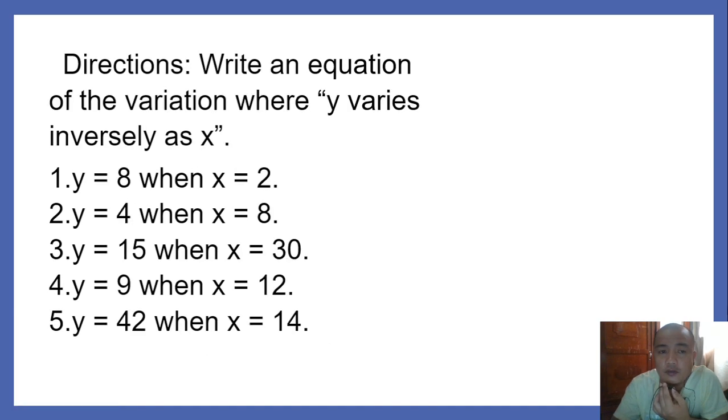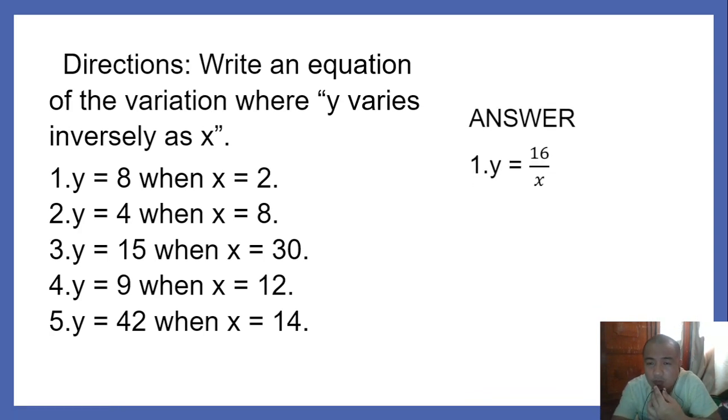Write an equation of the variation where Y varies inversely as X. Okay, for inverse variation, the equation is Y equals K over X. So, to solve for K, just multiply X and Y. For number 1, what is the value of K? 16. 8 times 2, 16. So, the equation is Y equals 16 over X.